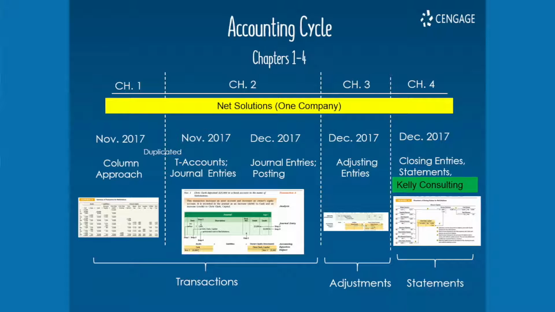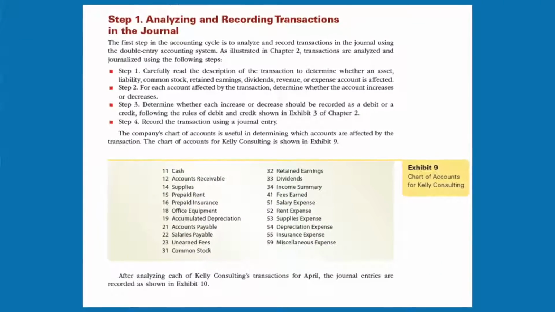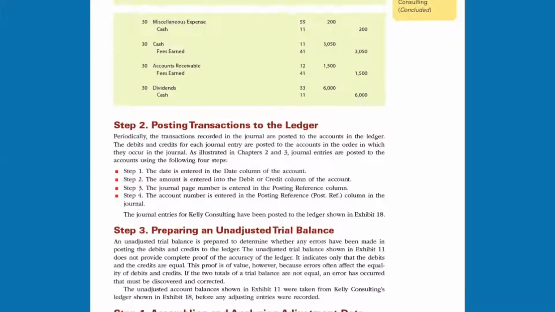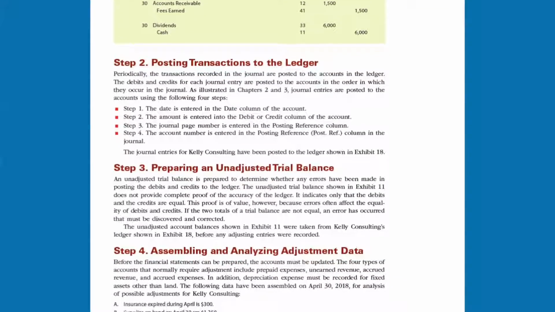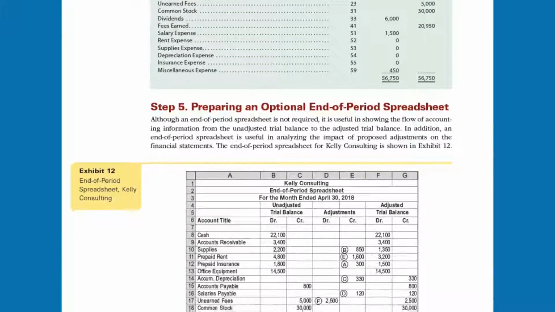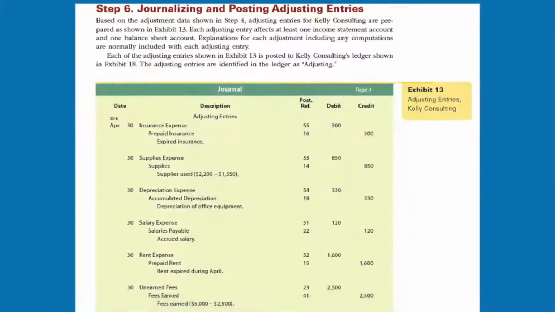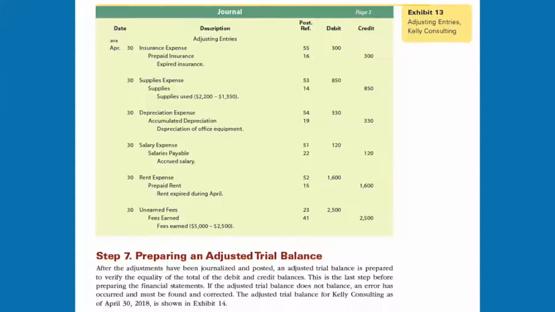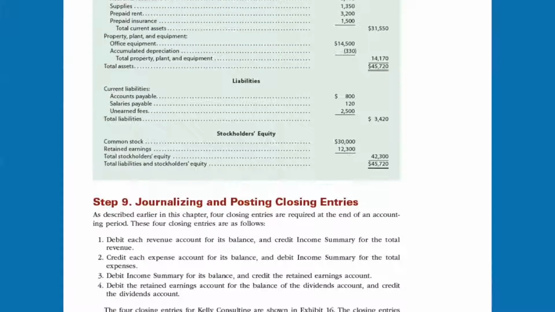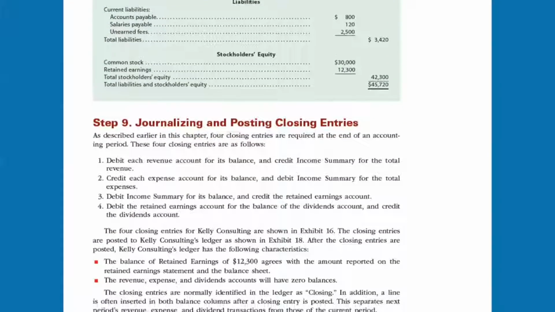What we want to do is reinforce that again by introducing in chapter 4 a comprehensive illustration of a new company. Let's start from scratch and do it again, not with Net Solutions, but with Kelly Consulting. So at the end of chapter 4, we do another illustration of the accounting cycle, new company, Kelly Consulting, go through the entire process and end up with financial statements. But again, we're not done. What we also have in chapter 4 is a comprehensive problem using Kelly Consulting for a second period.